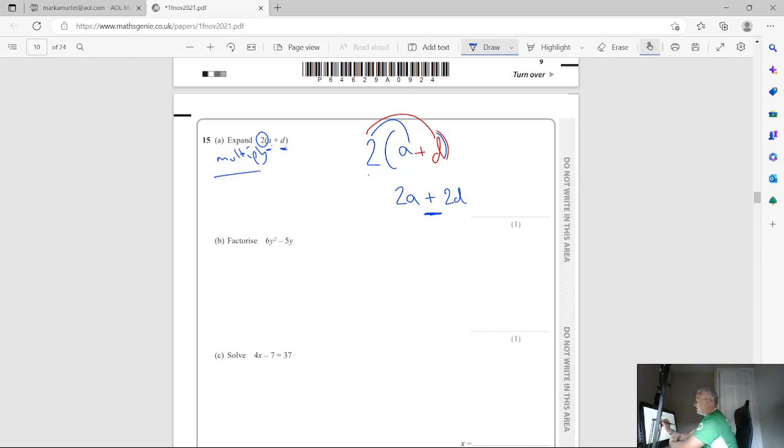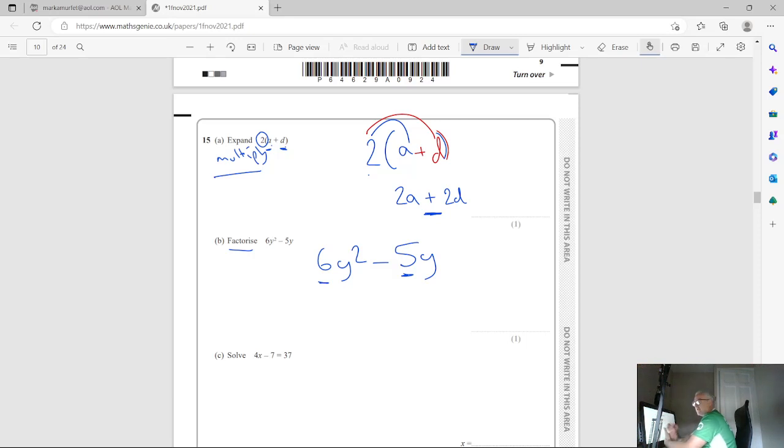Factorize is the opposite of expand. So this had a set of brackets in it. Factorize means I'm going to take something out that is a common factor of both terms. So we've got 6y squared minus 5y. So my first port of call, let's look at the numbers. Is there any number that goes into 6 and 5 that's the same factor? Other than 1, no, there's not. 5 is a prime number, so it's only divisible by 1 and 5. They're the only pair of factors it has.